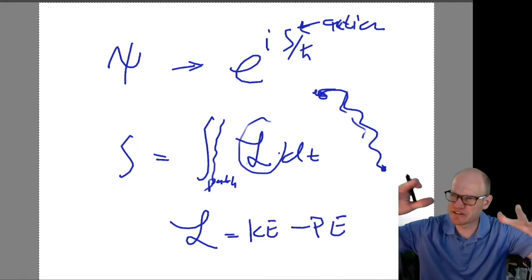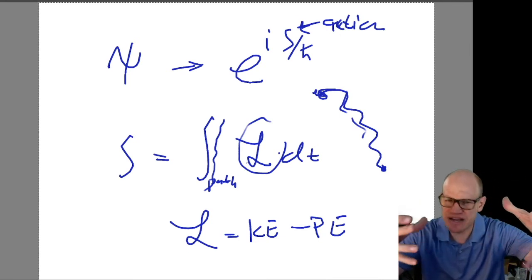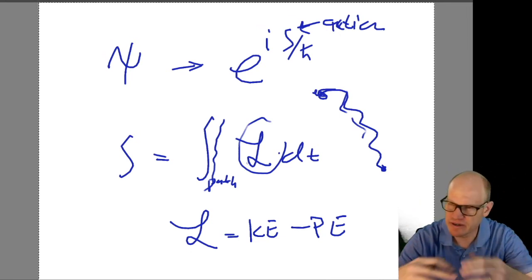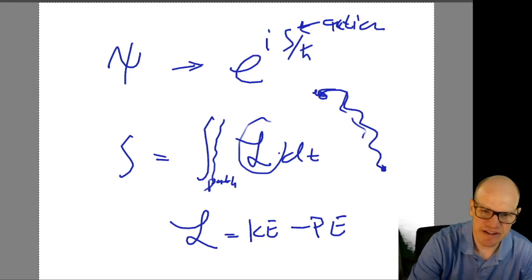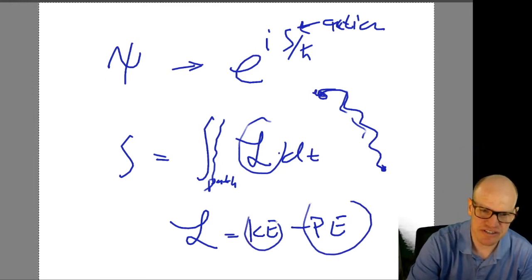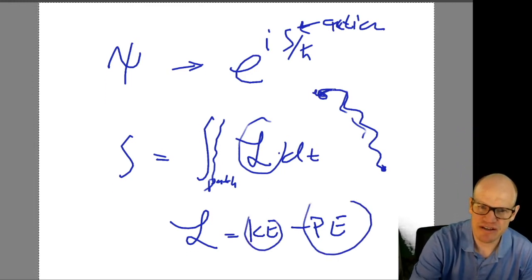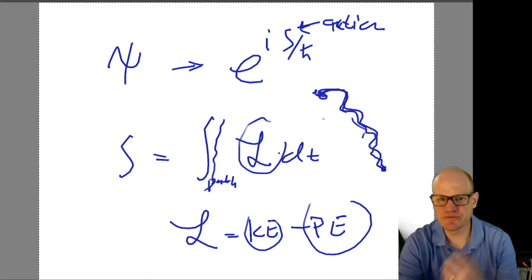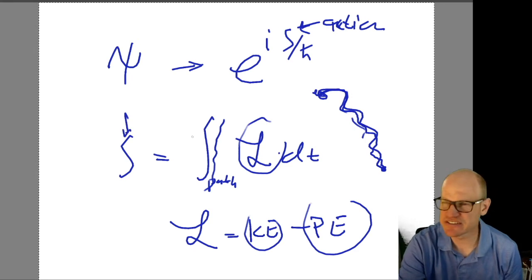So you have some electromagnetic field. It has some mass. It's got a whole bunch of other things that are going on. Maybe it interacts with gravity. That all contributes to the potential energy, and then you have the kinetic energy, and you integrate that along the path. Okay. When you're done, that's going to leave you with some value for the action. The action has some value.